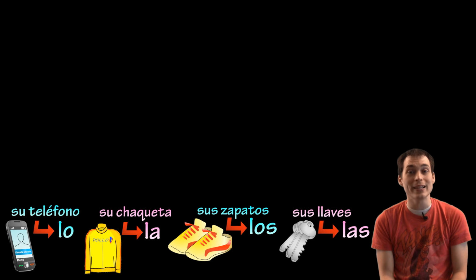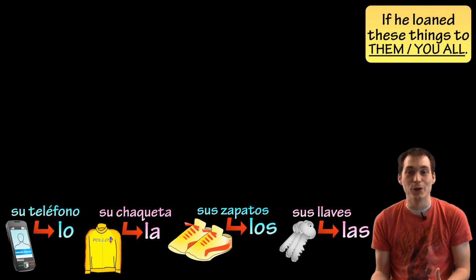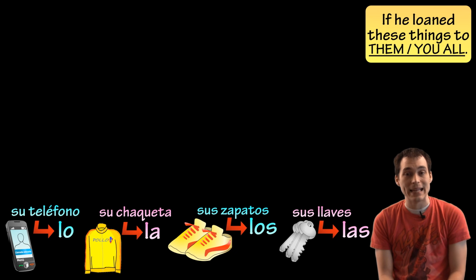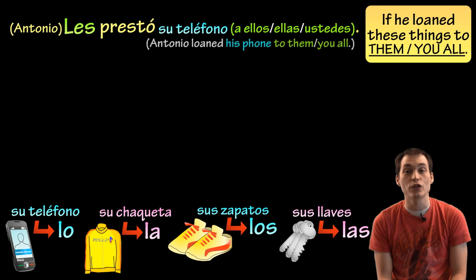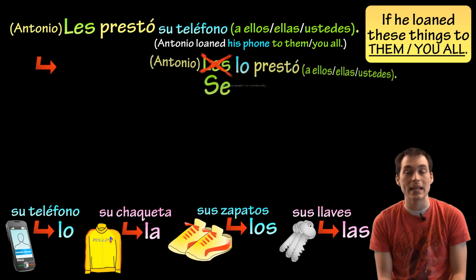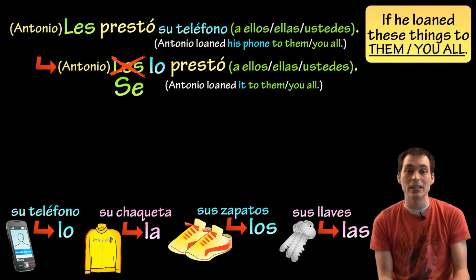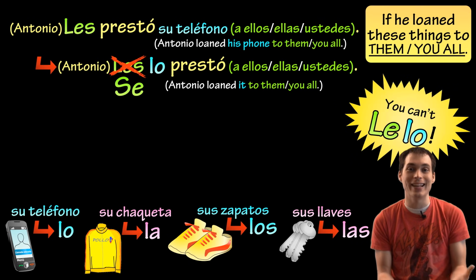And finally, if you were to have loaned these things to a group of people, ellos, or to you all, ustedes, then we would use les. Les prestó su teléfono, se lo prestó. Again, notice you can't lay low, and in this case you can't les low. Doesn't sound as cool though.